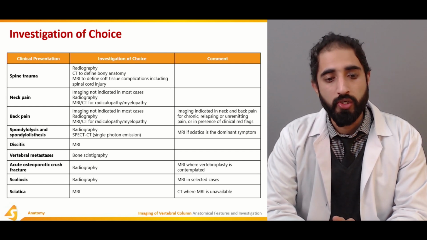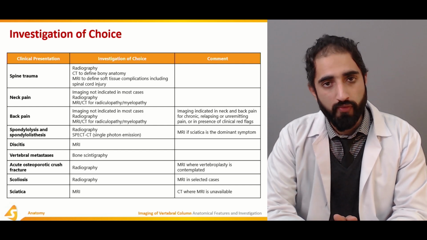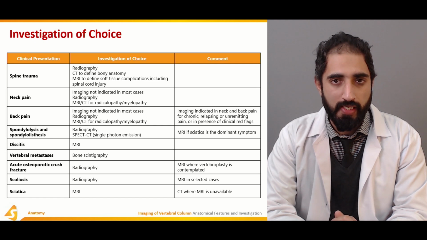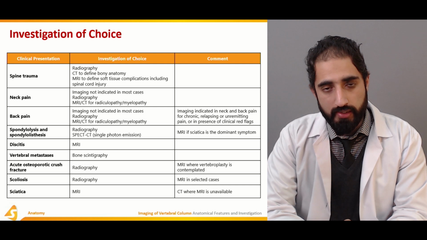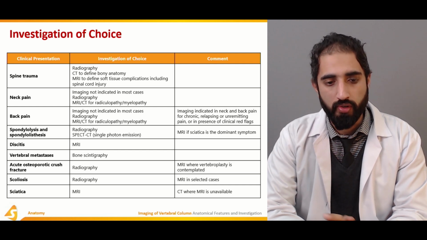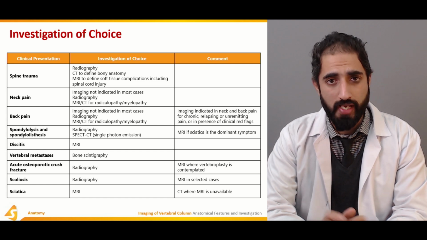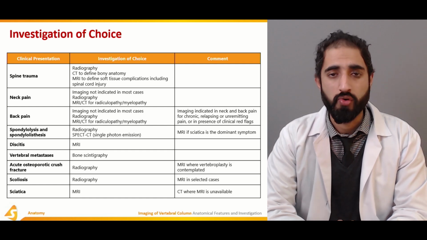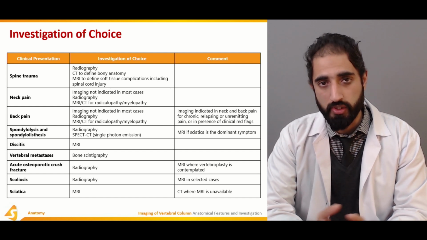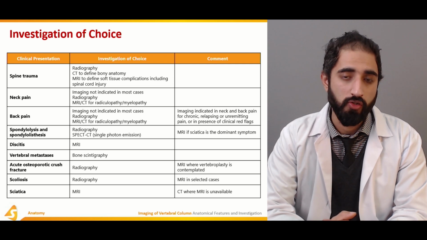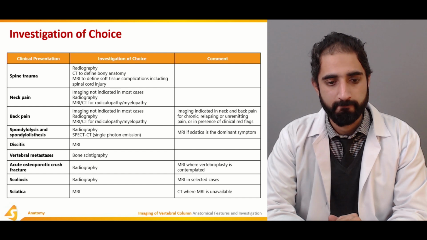Now, talking about spondylosis and spondylolisthesis, the best is the radiograph because it's cheaper and easily accessible, and spondylosis and spondylolisthesis are very easily visualized on radiograph. But if you still want, you can also go for a SPECT CT, which is known as a single photon emission computerized tomography scan. And you can also go for MRI, which is magnetic resonance imaging, if sciatica is the dominant symptom in those patients with spondylosis or spondylolisthesis.